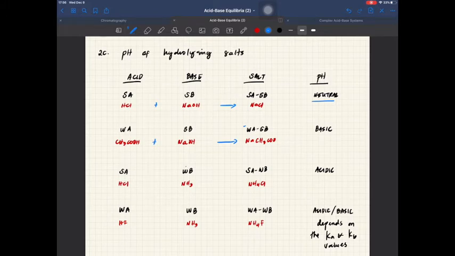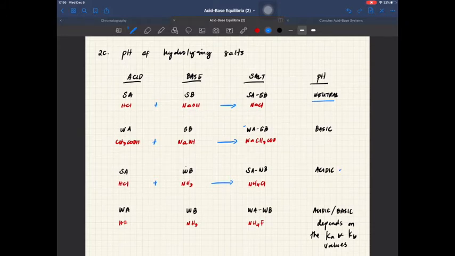For example, in this scenario, if we have strong acid hydrochloric acid reacting with weak base ammonia, it produces a salt called ammonium chloride. Ammonium chloride undergoes hydrolysis and produces an acidic solution.